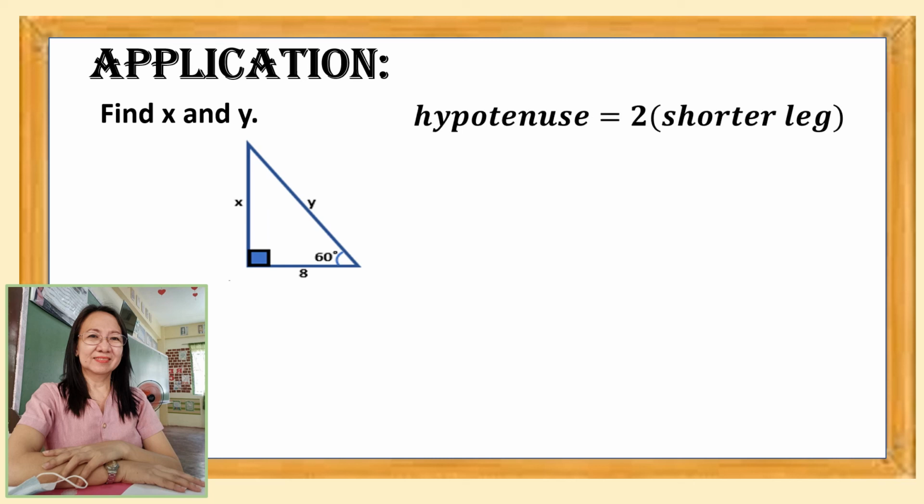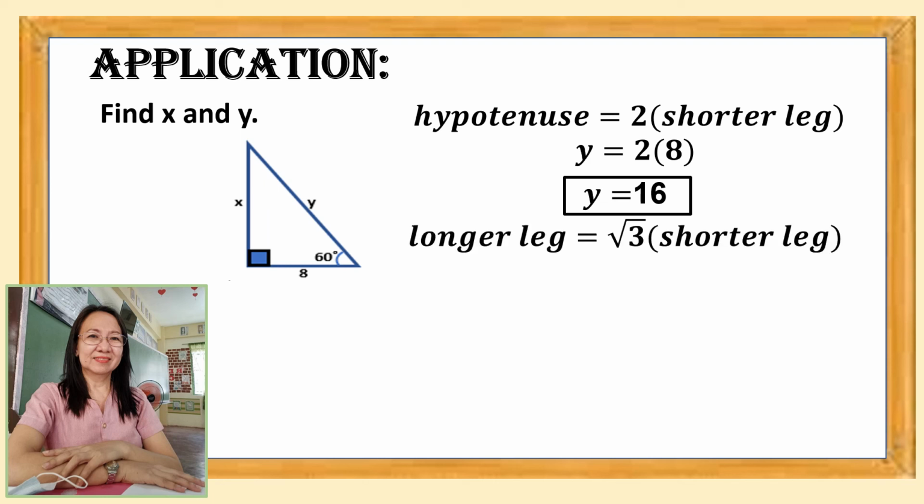So we all know in our previous discussion that the hypotenuse is equal to 2 times the shorter leg. So by substitution, the hypotenuse is represented as y, equals 2 times the shorter leg, which is 8. So we can get y is 16 units.